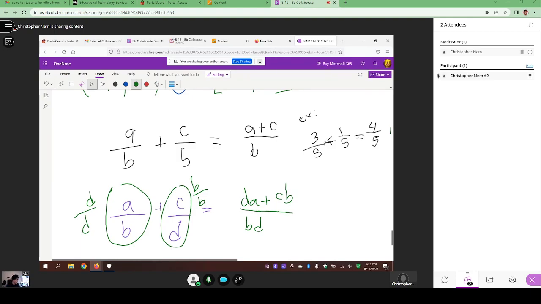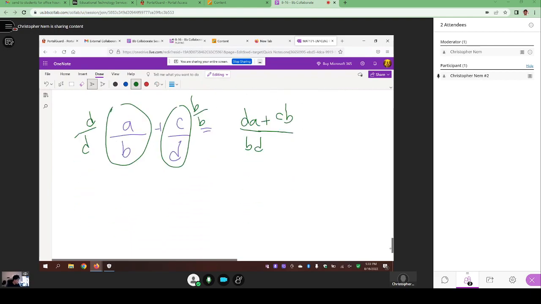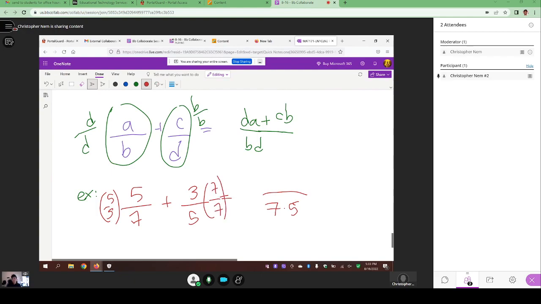Let's do an actual example so we understand this. Example. Let's say I have 5/7 plus 3/5. Well, the least common denominator is what we're going to get regardless. So let's just do what we did. I have a 7 denominator and a 5 as the denominator. They are not the same. So what I'm going to do is I'm going to multiply them together. 7 times 5. Now all I have to do now is multiply this guy by 5 over 5. And I multiply this guy by 7 over 7. I get these numbers from the denominators.